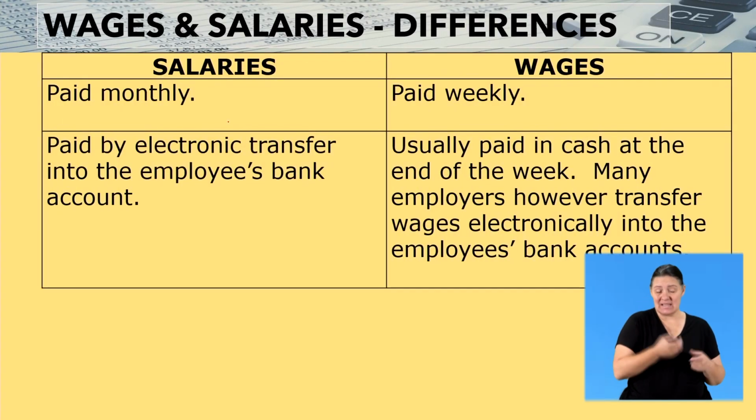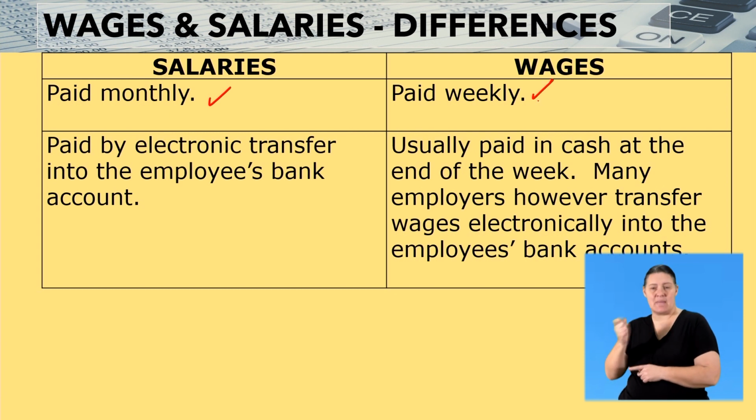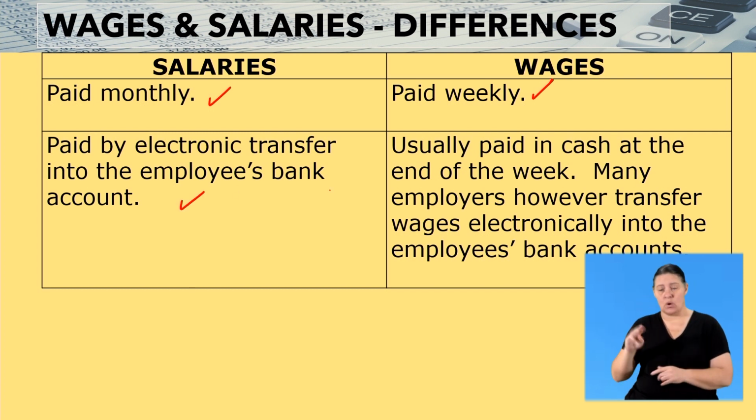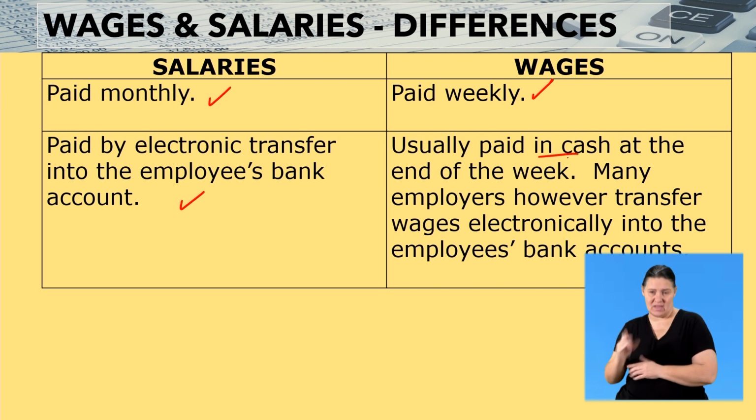We will explain the differences between salaries and wages. The first one is that salaries are paid monthly, but wages are paid weekly. Salaries are paid by electronic transfers into the employee's bank account, and wages are usually paid in cash at the end of the week. However, they can also be transferred if the employee has a bank account.